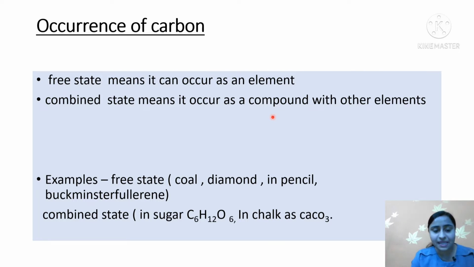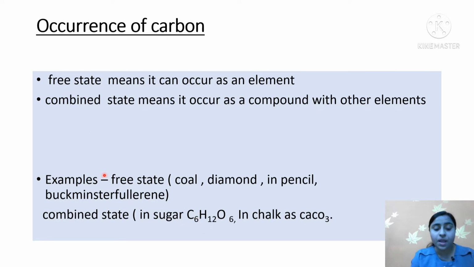Can you give me an example of combined state? Yes, the very simple example is carbon dioxide. Here carbon is present with oxygen in a definite proportion. Here is another example, chalk. Carbon is present along with calcium and oxygen because it has a formula of CaCO3. It is known as calcium carbonate. Even glucose, which has the formula C6H12O6. Here 6 atoms of carbon are present.